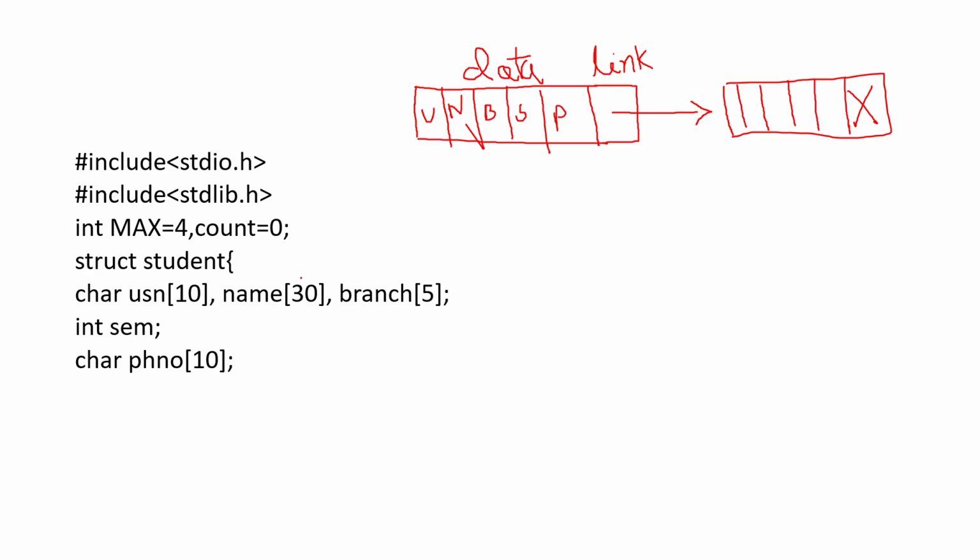In this, the semester field is numeric type. Semester 1, 2, 3 like that. This is the numeric field. The rest of the things are all characters or strings. That is why we have declared here USN is of size 10, name is of size 30, branch is of size 5, phone number is of size 10, and semester field is a numerical field, that is integer.